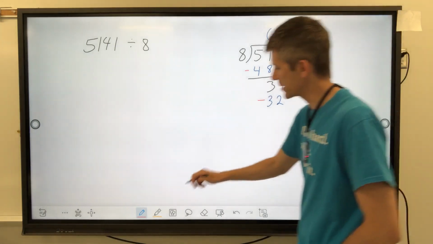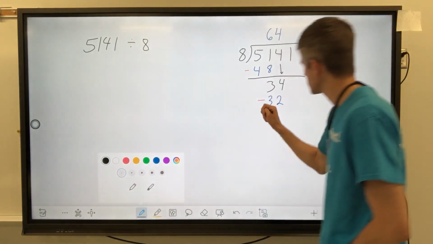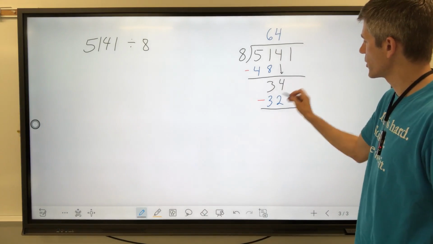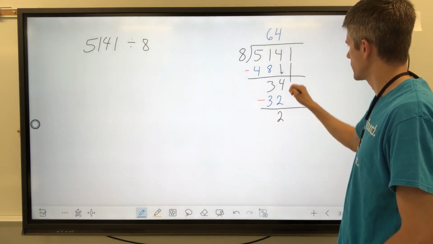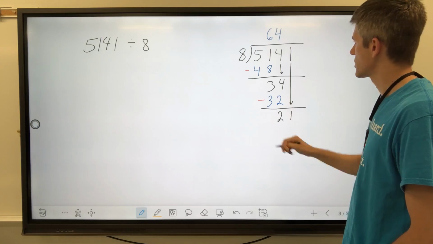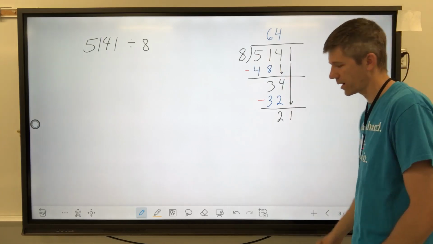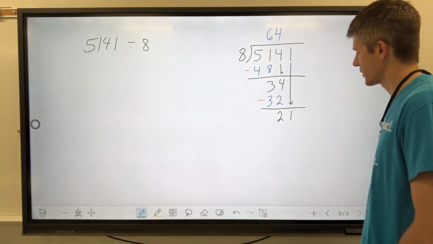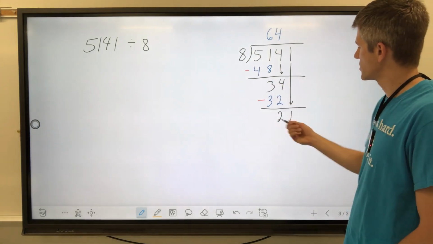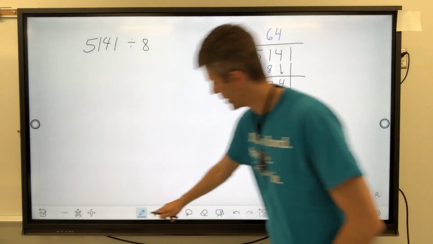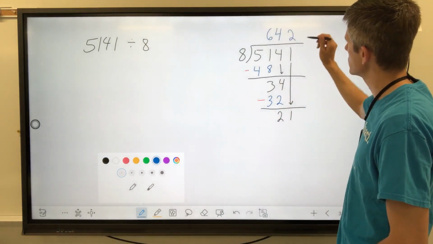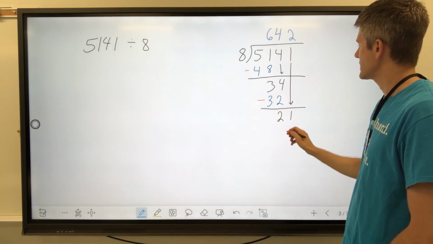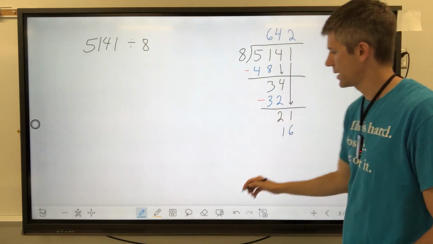So we're going to subtract, and let's draw this little line right here. And we're going to do 34 minus 32, and that's going to give me 2. We're going to bring down this 1. So 8 goes into 21. Well, not an even number of times. Well, not without a remainder. So 8 goes into 21, 2 times. And we're putting some things in blue, like every other line seems to be in blue. So 2 times 8 is 16.